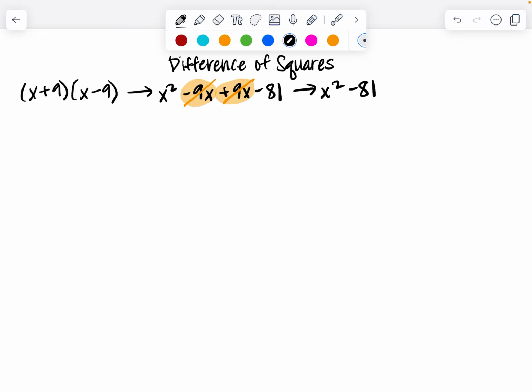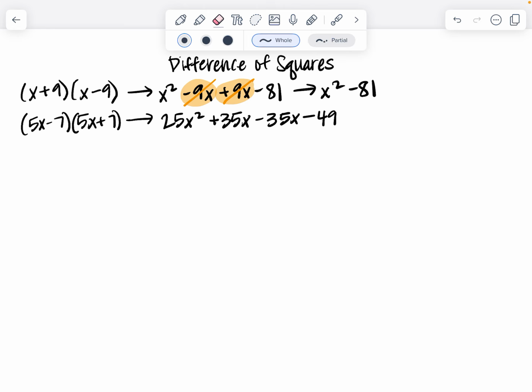Let's look at another one. We have 5x minus 7 times 5x plus 7. So that would give us 25x squared plus 35x minus 35x minus 49. And again, these middle terms are going to cancel out. So you end up with 25x squared minus 49.